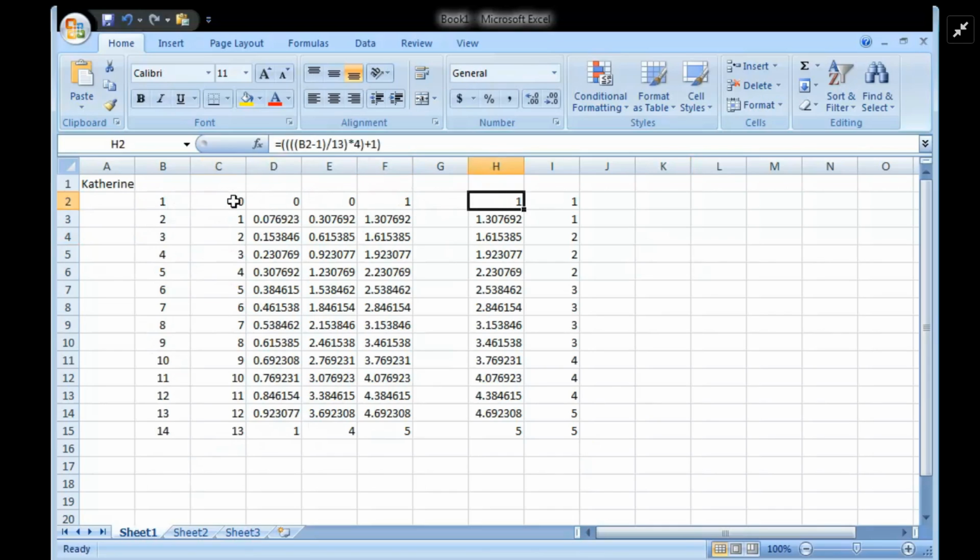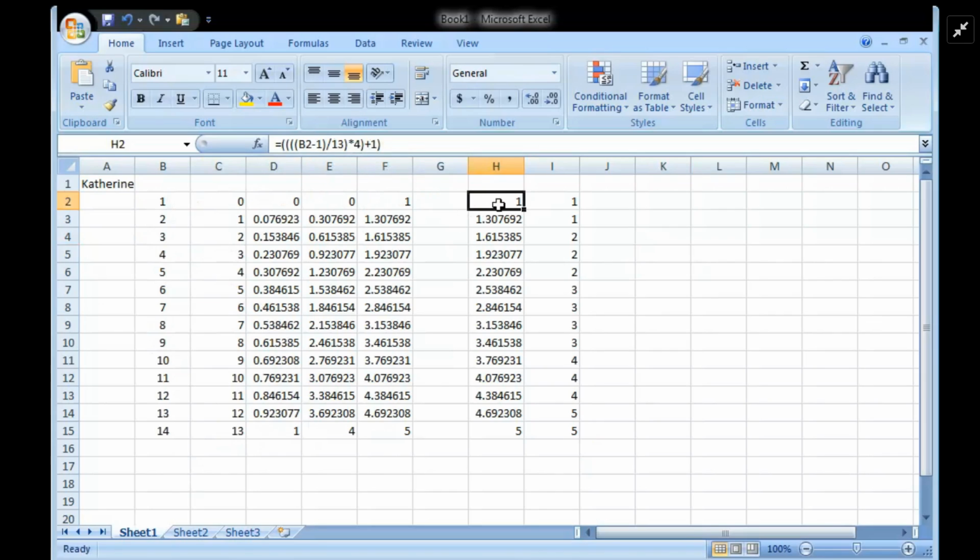Let's take a look. My first formula was B2, the input, minus 1. Yep, there that is. I've taken the result of that and divided it by 13, because 13 is the number of different values above our index value. I've multiplied that times 4 because there are 4 unique increments between 1 and 5. And then I've added 1 because if we are at 1, we're at the very bottom, and so we want to start by saying the floor or the baseline is 1.